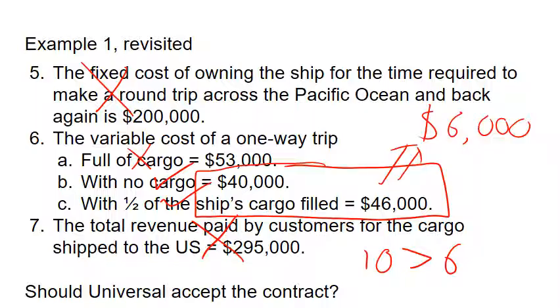Now, we can take it a step further. Suppose, in fact, our analysis says that we should accept any contract as long as the last and best offer for carrying 1/2 the cargo is over $6,000. So $6,000 is sort of the bottom line. We should not accept a contract price below $6,000, but any price above $6,000 is going to increase our profit.